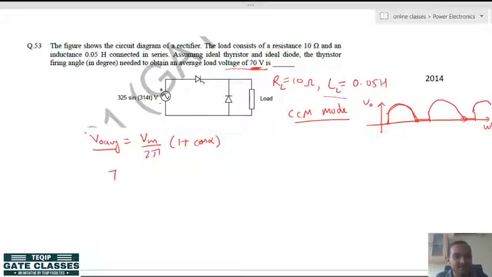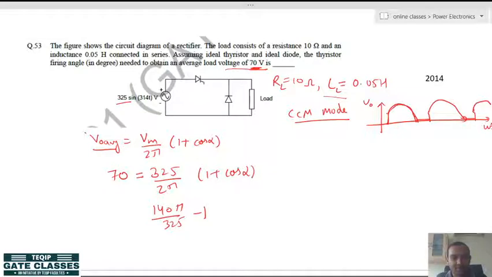So, it means 70 is equal to V m, which is already given as 325, upon 2 pi times 1 plus cos alpha. So, just solve this and you will get the alpha value here. It is 140 pi upon 325 minus 1, cos inverse is equal to alpha.